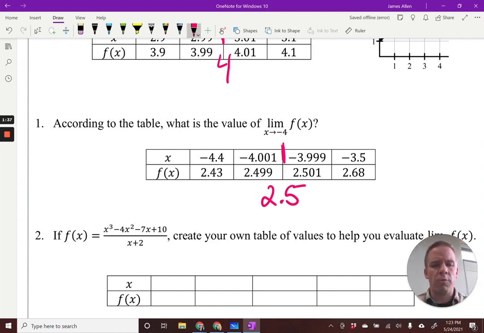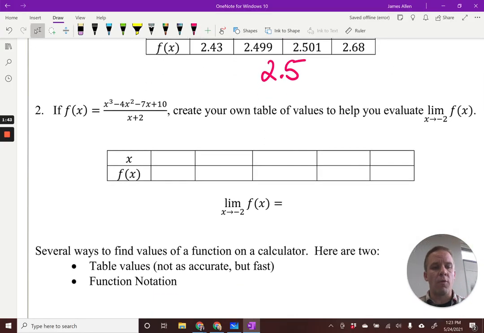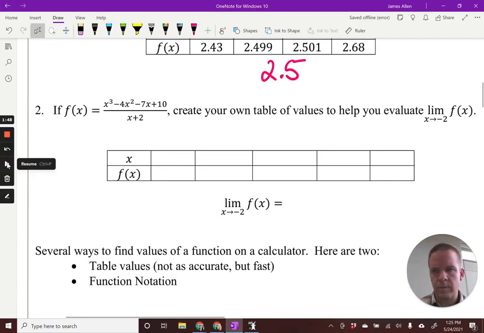Awesome. Now, what if we're not just given a table? We could create our own. Let's do that. We're going to pop out our TI-84 Plus or TI-83 calculators. We want to find the limit of f of x as x approaches negative 2.